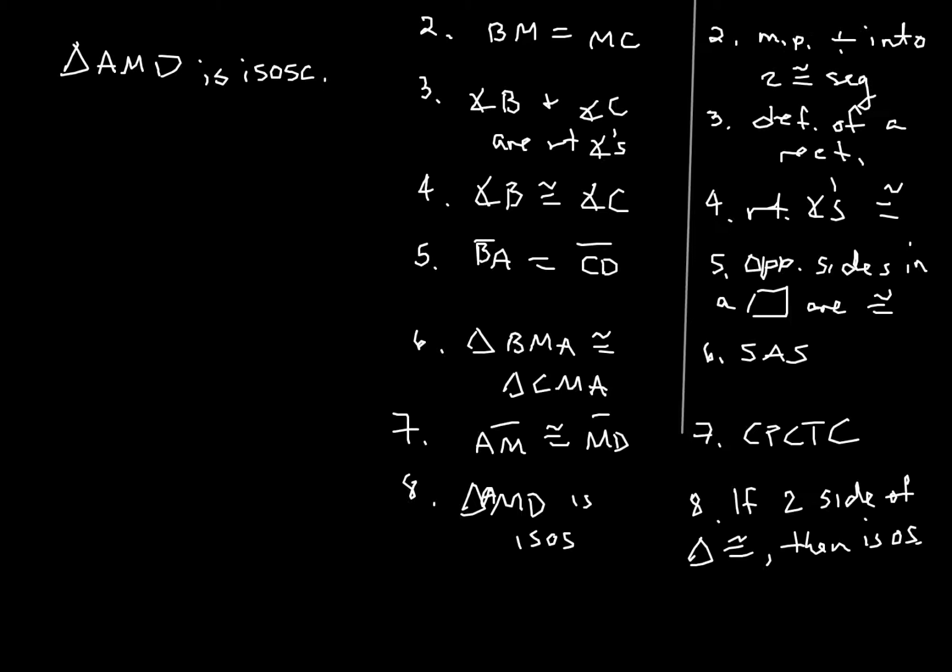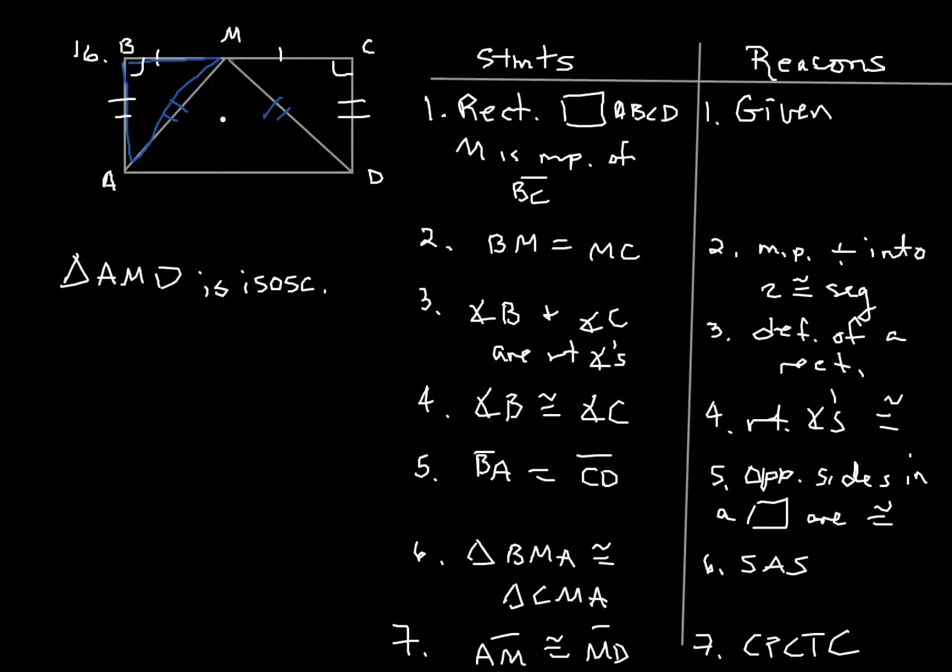All right, let's just go up and show you what I did here. So we proved that these two triangles, this guy and this guy, are congruent by side, angle, side. We're given, this is because of the midpoint, this is because opposite sides in a rectangle are congruent. These are right angles because it's a rectangle. So right angles are congruent. The triangles are congruent. So if the triangles are congruent, then these are congruent. And if these are congruent, then this triangle is isosceles.